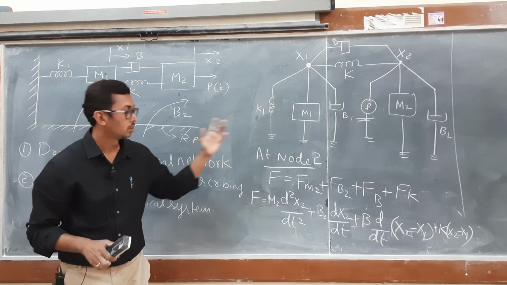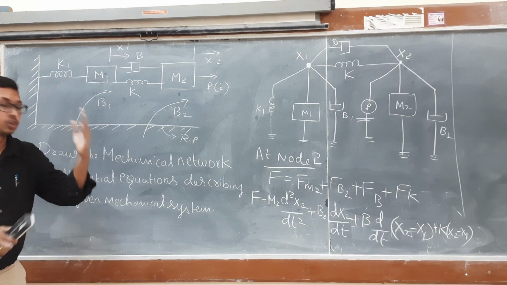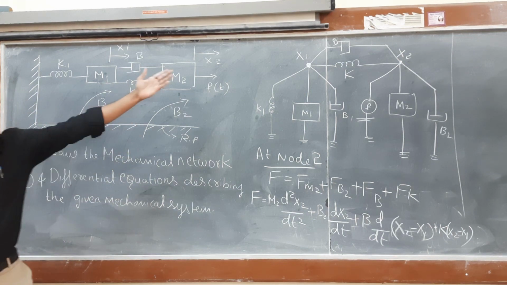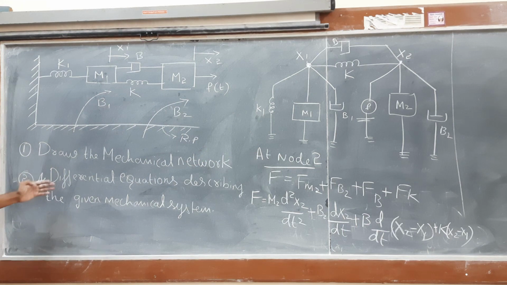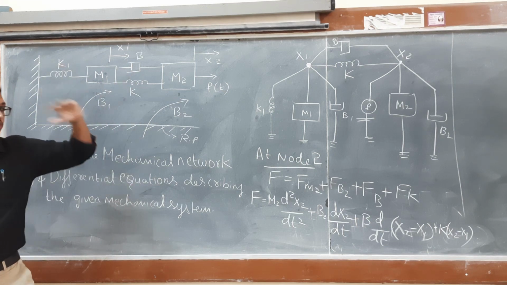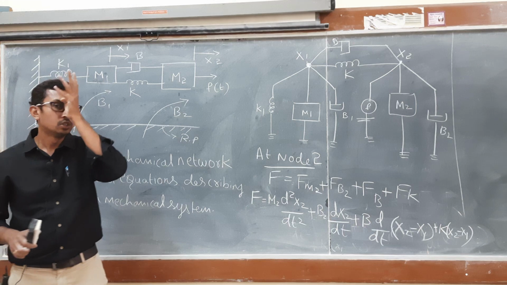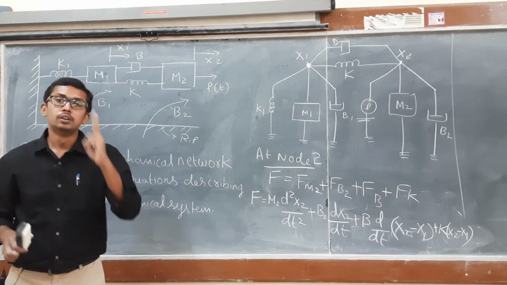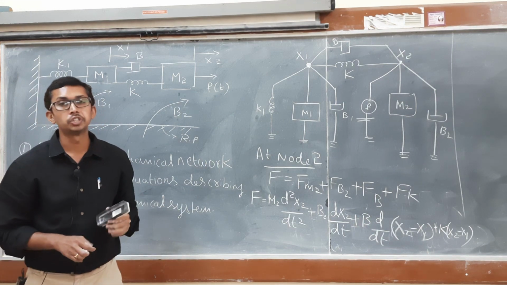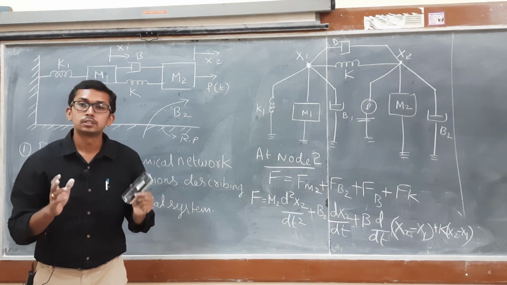So this is about the problem. The problem given was to find the mechanical network. We have written the mechanical network, and we needed to write the differential equations representing the mechanical system, so that is also written. How many nodes are there? 2 nodes. So how many differential equations were written? We have written the 2 differential equations. I hope you got it. Thank you.